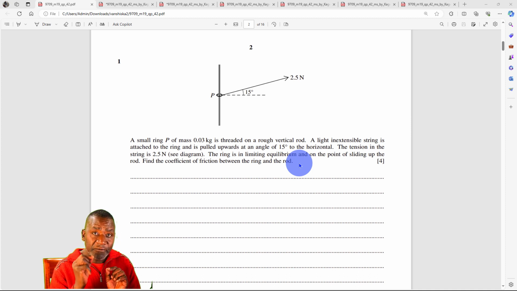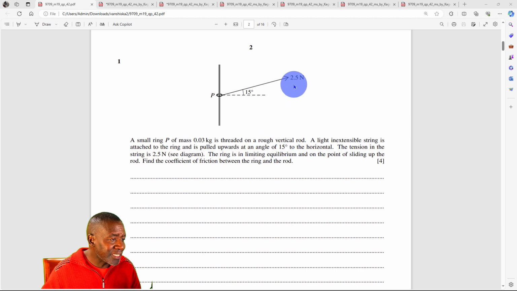The reason why they've told you it is on the point of sliding up the rod is so that you can realize that friction force is down the rod. If you're told that the object is at the point of sliding maybe to the right, it's a way of telling you friction force is to the left. This time, the ring is at the point of sliding up the rod, so you should know that friction force is down the rod. And then what else are we given? We are asked to find the coefficient of friction between the ring and the rod. Very important. So let's have a look at this.